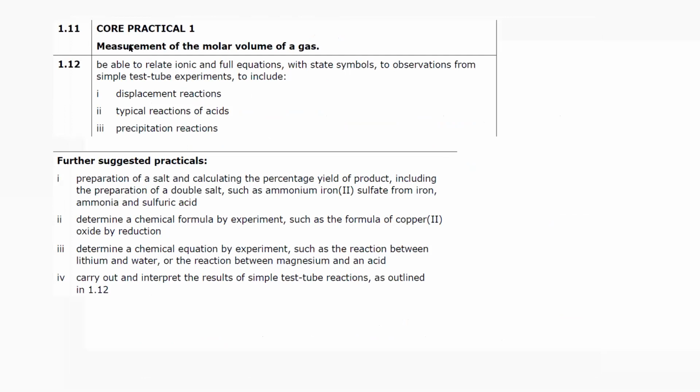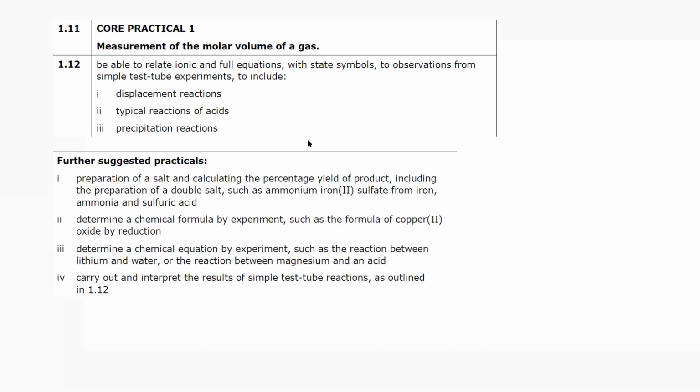Then the core practical is there. Measurement of molar volume of a gas, which means what is the volume of a gas, or how we can calculate the volume of a gas for each mole. Then you should be able to relate the ionic and full equation, including simple test tube experiments such as displacement reaction, typical reactions of acid, and precipitation reaction. And then further suggested practicals are there, that also we will discuss.